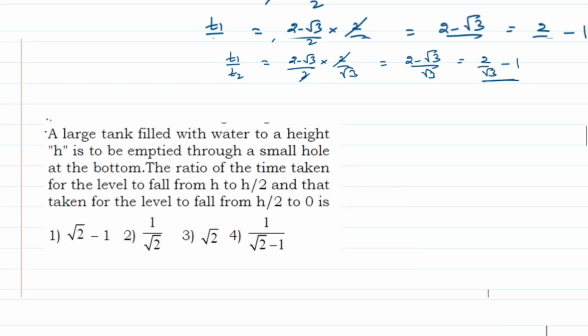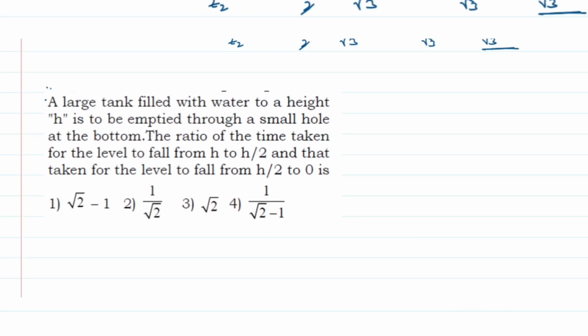Now look at the next question. A large tank filled with water to a height h is to be emptied through a small hole at the bottom. The ratio of the time taken for the level to fall from h to h by 2, and from h by 2 to 0, they are asking.